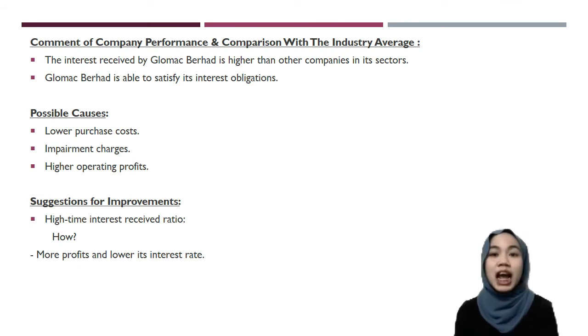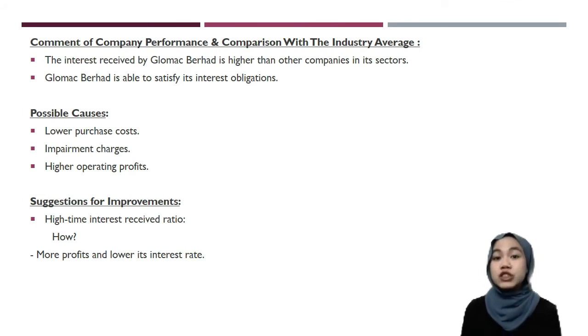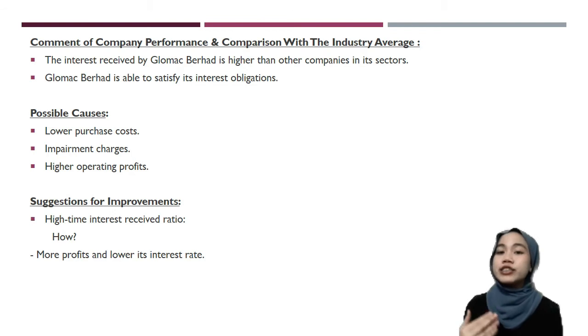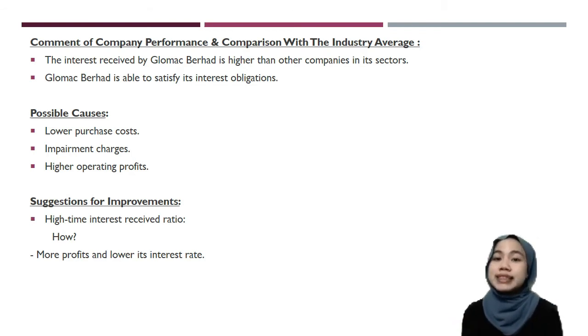Our suggestion is that for the business to reach a high times interest earned ratio, Glomac must earn more profit and lower its interest rate. This is because creditors will prefer a business with a much higher interest earned ratio, because it indicates that when the payments are due, the business can afford to pay the interest payment.